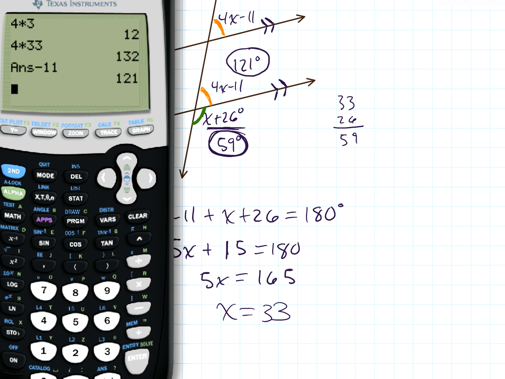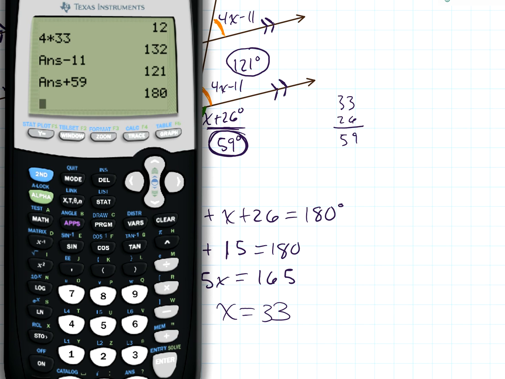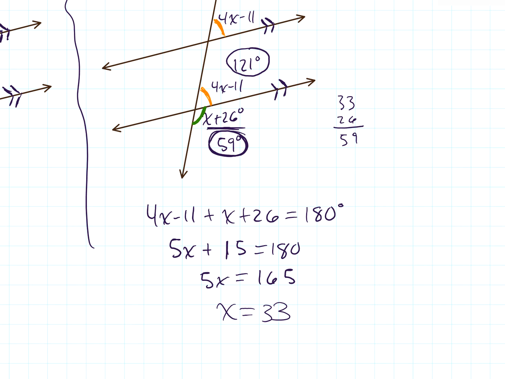And just to verify, those angles should add up to 180. So if I take the 121 and add to it 59, I do indeed get that it's 180 degrees. So there's my answer. x was 33, but the two angles were 59 and 121.